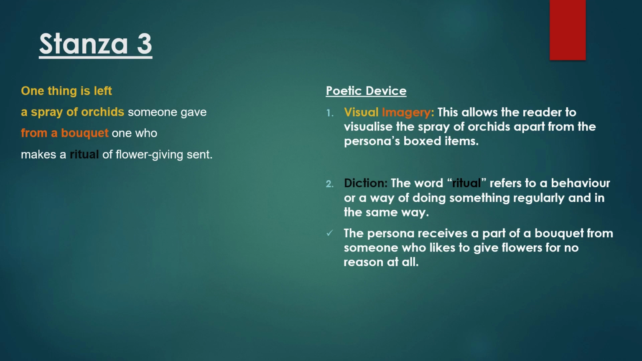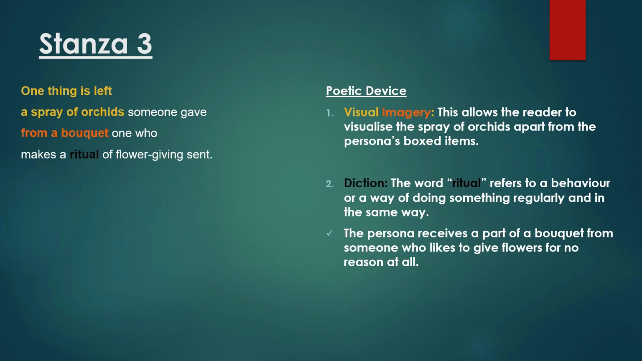So this is what's happening here with the persona, because there's somebody who gave the persona a spray of orchid, and that person is in the habit of just giving flowers, okay? So as it relates to poetic devices, we have an example of visual imagery, right? And the visual imagery there is the spray of orchids that is left there. Where it is left, on the table or on the floor, that information was not given. But what we know is that the spray of orchids is unpackaged, is unboxed, right? It is just there. It is left there.